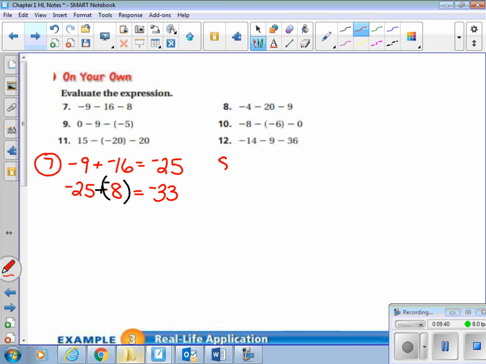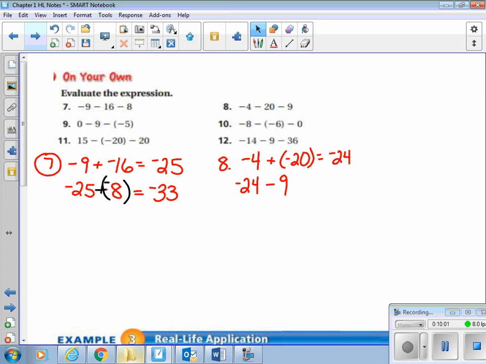Number 8. Negative 4 minus 20. Keep, change, opposite. Negative 4 plus negative 20 gives me same signs. I'm going to add them and keep that sign, negative 24. Continuing with the problem, I've got negative 24 minus 9. I'm going to do keep change opposite. I keep it as negative 24. Change to addition. The opposite of 9 is negative 9. I now have negative 24 plus negative 9. My signs are the same. I'm going to add them and keep the sign, which would give me a negative 33. Just so happens the same answer as number 7.